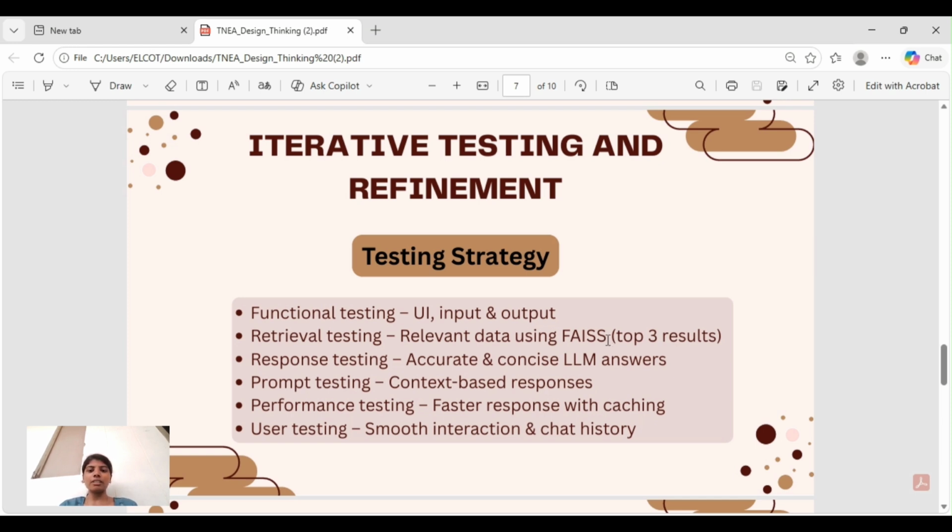Instead of building the final system in a single step, we repeatedly tested the prototype and made improvements to enhance its performance, accuracy and user experience. During this phase, we focused on several types of testing. The first testing is functional testing.